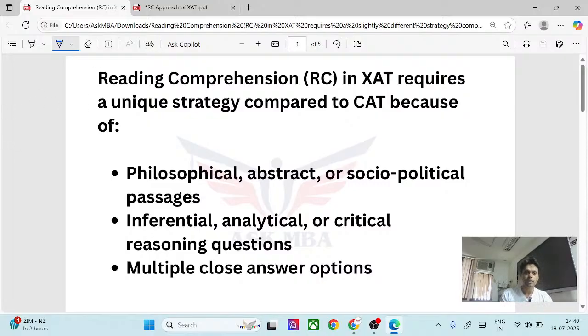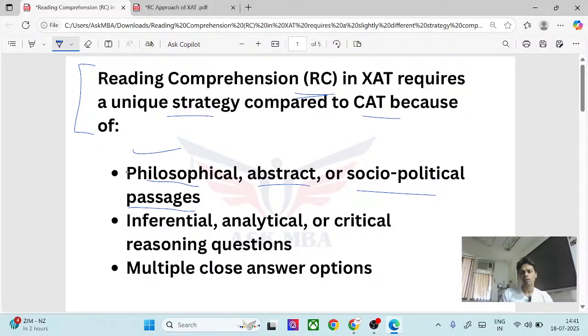So the first thing, what is it? Reading comprehension RC in XAT requires a unique strategy compared to CAT because of philosophical, abstract or socio-political passages. What I mean by this is that in the CAT examination you might get passages on topics like finance, history, marketing, psychology, but in the XAT examination it is going to be philosophical.